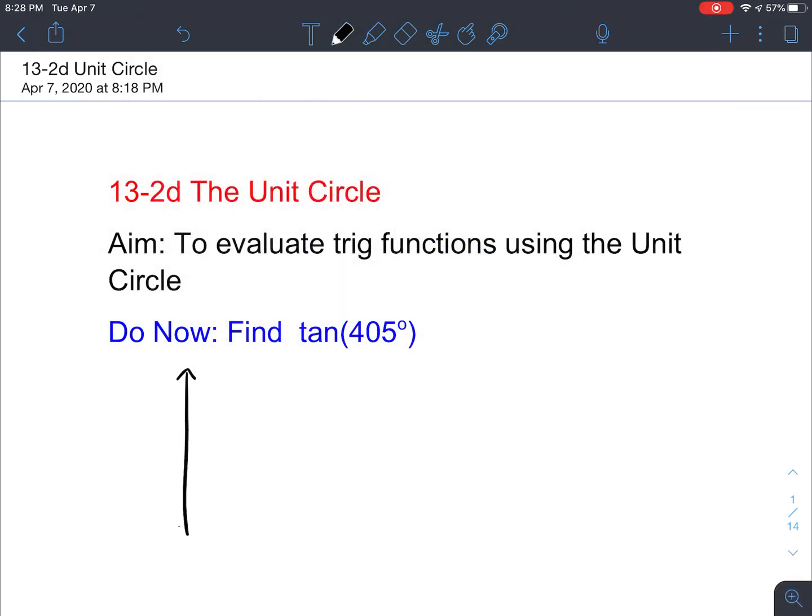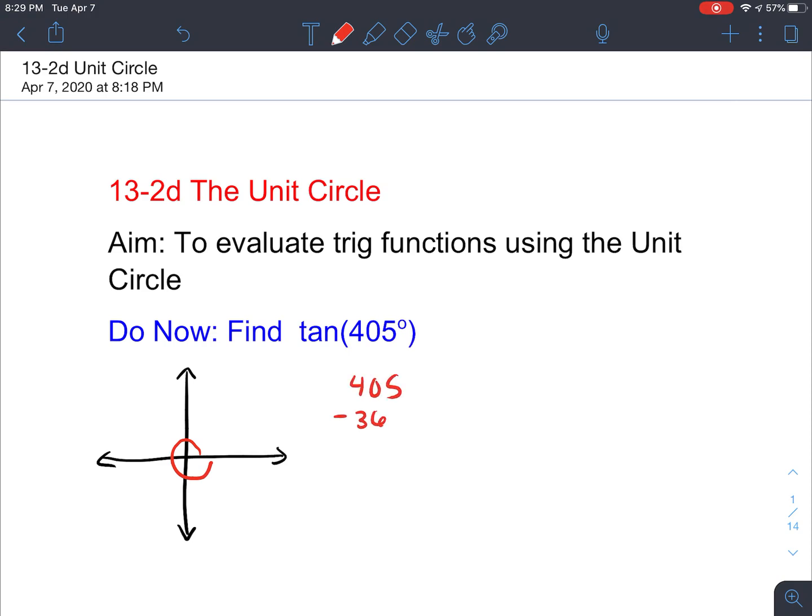Well, first, we have to graph it. So we want to put the standard position of 405 degrees. Now, 405 degrees is bigger than 360. So we know that it's going to make one full rotation. Now, how much further does it travel? Well, we have to subtract 360 from that to get 45. And so we're going to travel an additional 45 degrees. Okay, so that leaves us in quadrant 1.